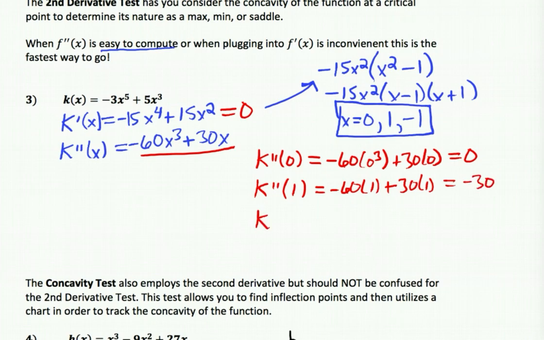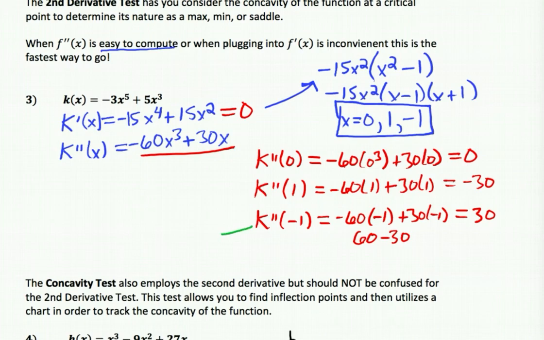And we'll plug in our last critical number before we interpret them. When I plug that one in, I get -60 times -1 cubed, which produces a -1, of course, and 30 times -1. Let's do some simplifying: 60 minus 30, so that's going to be positive 30. Okay, so what does each one of these mean?